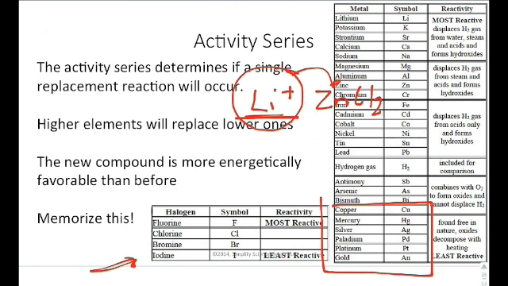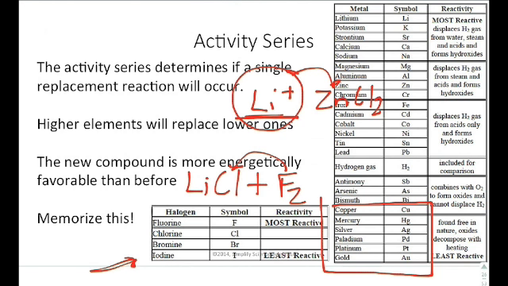Fluorine will always replace chlorine. Chlorine will always replace bromine. Bromine will always replace iodine. So if I were to have something like lithium chloride, and I add fluorine gas, the fluorine gas will replace the chlorine, and you'll get an exchange of partners there.